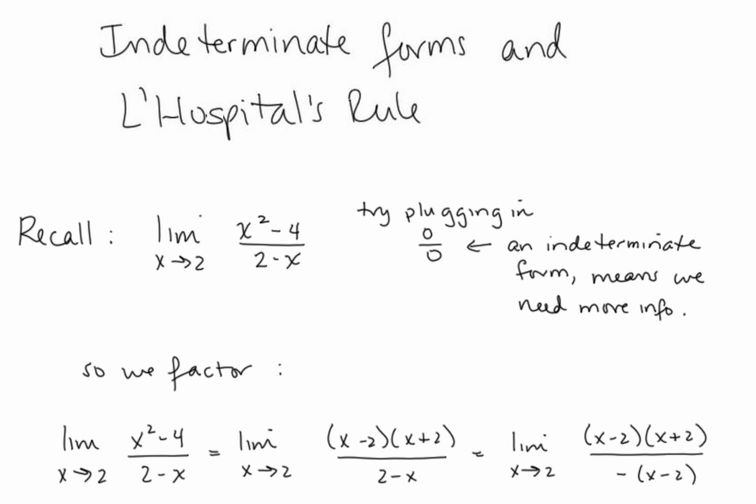So recall that for the limit as x goes to 2 of x squared minus 4 over 2 minus x, the first thing we try to do when we evaluate any limit is plug in this x value. When we try that here, we realize that we get 0 over 0. Now, 0 over 0 is an indeterminate form. It means we need more information to see what this limit will be.